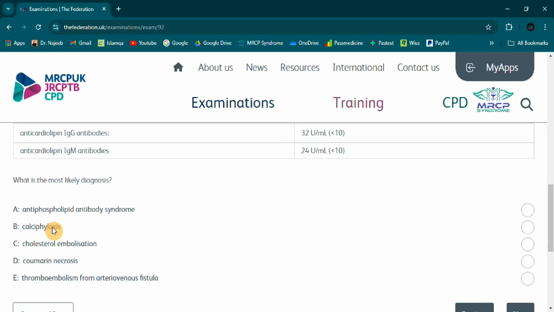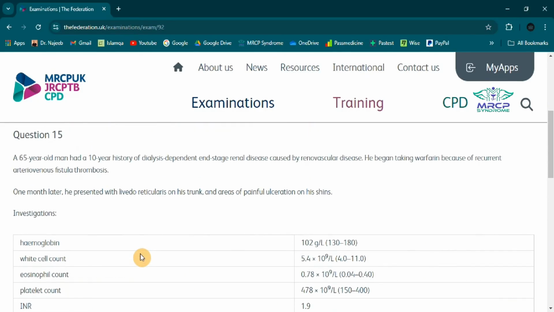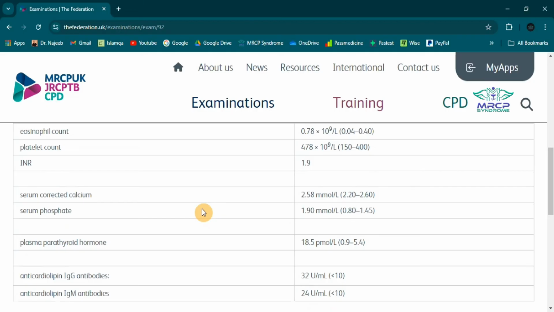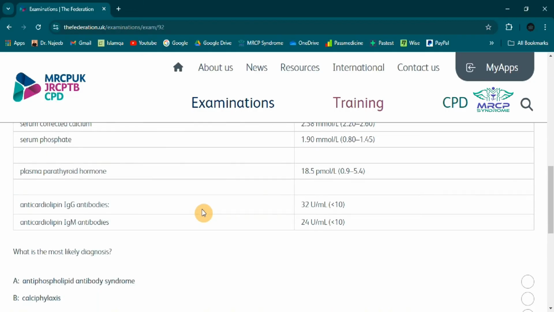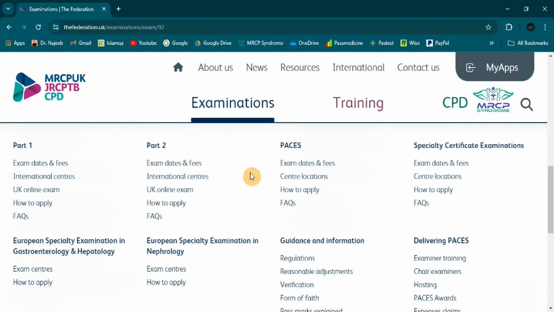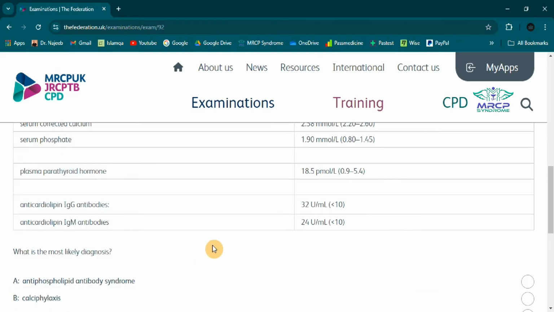So the combination of livedo reticularis, painful ulceration, eosinophilia, recent warfarin therapy in a patient with ESRD, and the vasculitis, is strongly suggestive of cholesterol embolization, and this usually occurs due to dislodgement of cholesterol crystals from the atherosclerotic plaque, which embolizes the small vessels, causing systemic ischemia and an inflammatory reaction. And this is typically precipitated either by anticoagulation or following an invasive vascular procedure like PCI, percutaneous coronary intervention.